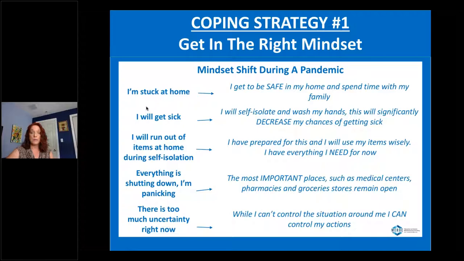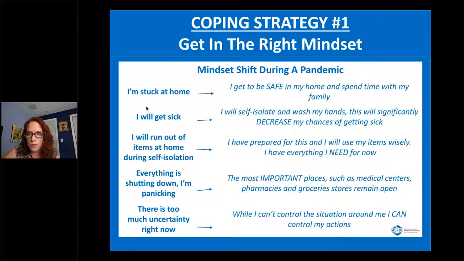Okay. You can see other examples there, but I'm going to go down to there is too much uncertainty right now. Absolutely. Particularly happening now and in the past couple of weeks. And so getting in the right mindset might look like, while I can't control the situation around me, I can control my actions. We're going to take a moment in a couple of slides to talk about what we can and cannot control.